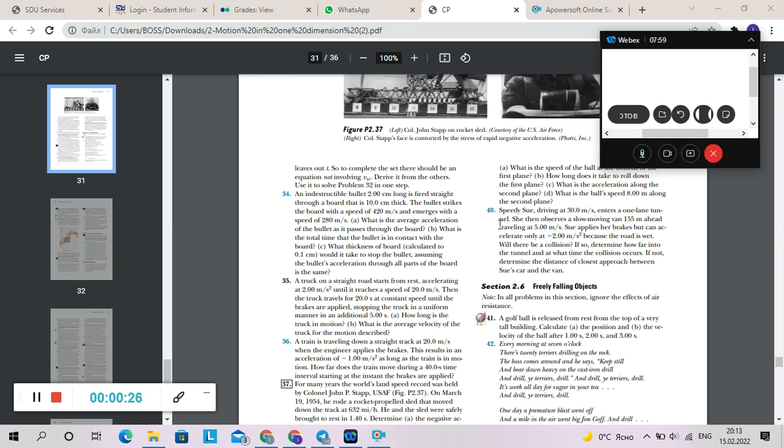For the question: Sue is driving at 30 meters per second when she enters a one-lane tunnel. She then observes a slow-moving van 155 meters ahead, traveling at 5 meters per second. Sue applies her brakes but can accelerate only at -2 meters per second squared because the road is wet. Will there be a collision? If so, determine how far into the tunnel and at what time the collision occurs. If not, determine the distance of closest approach between the car and the van.